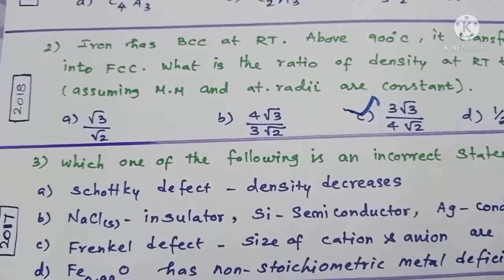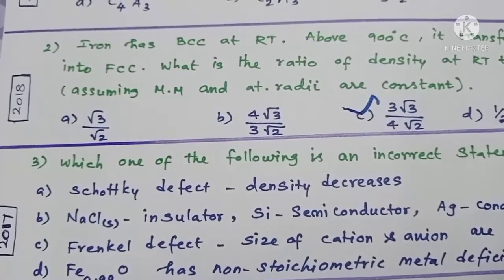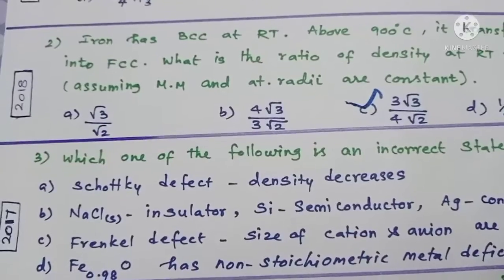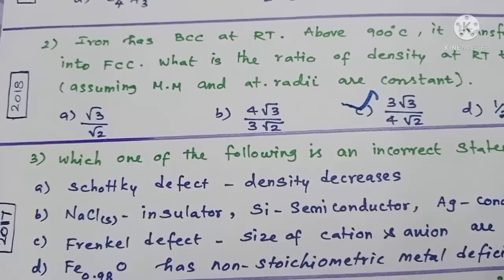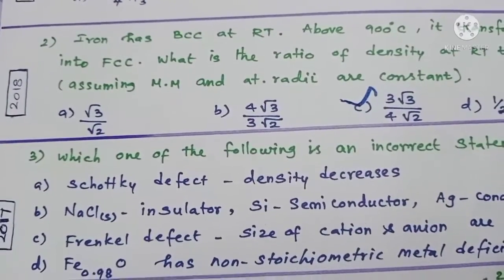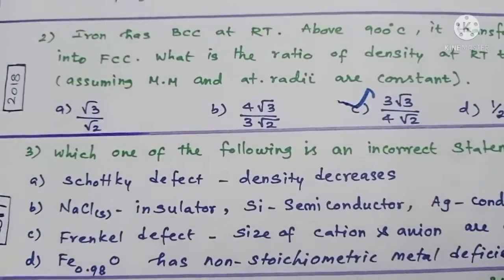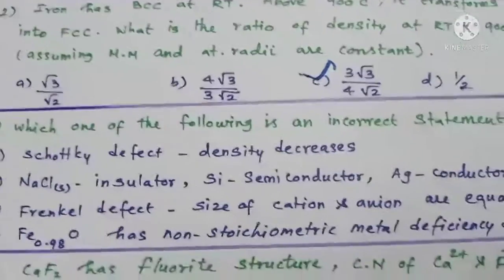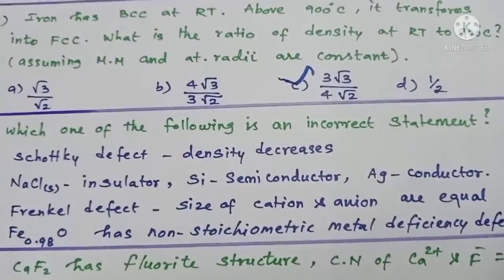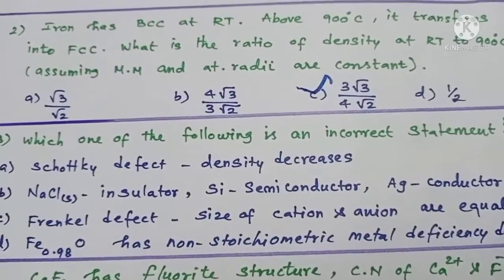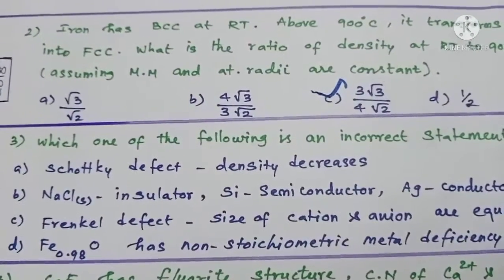And the second one, sodium chloride in solid state is an insulator. You know very well that ionic compounds act as insulators when they are in solid state because the ions are not able to move, isn't it? So that's the correct one. Silicon is a semiconductor. Silicon, germanium are semiconductors, you know very well. Then silver is a good conductor of electricity because silver is a metal. So option B is also a correct statement.